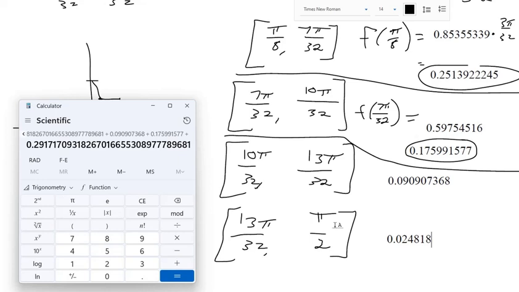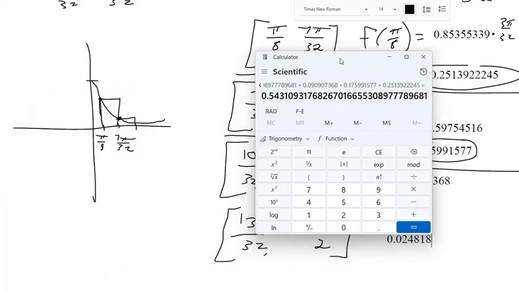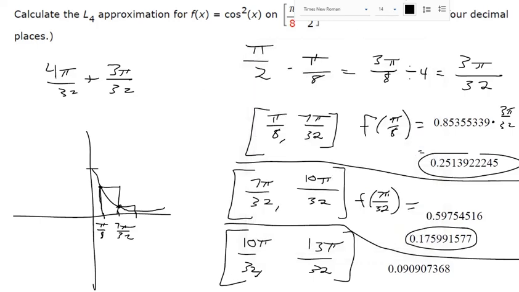Go ahead and impress your family by talking about that in the holidays. I know how to do a left endpoint rectangular approximation method. So I got 0.5431, that's the fourth decimal place, so I think that's what they wanted.